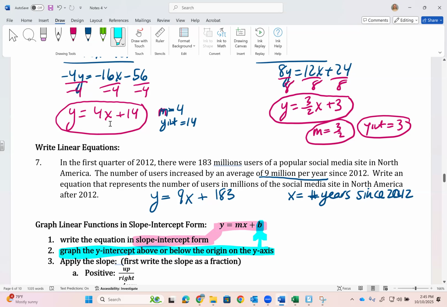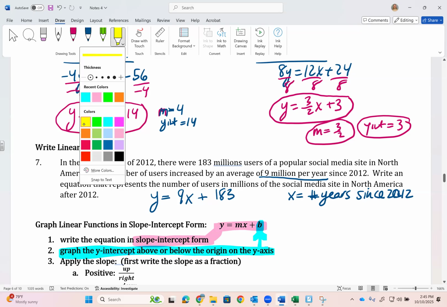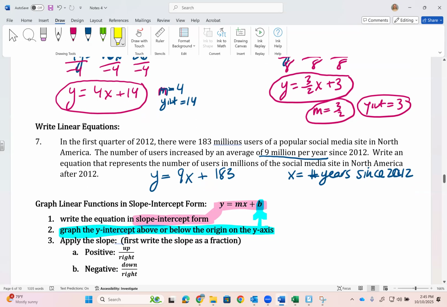And then the third thing is, let's take the slope, and let's graph it from that point. If you've got a positive slope, that's this value right here. If you have a positive slope, the fraction will be up and right. If it's negative, it's going to be down and right. So you have to look and say, what is that slope? Is it going to go up and right or down and right?